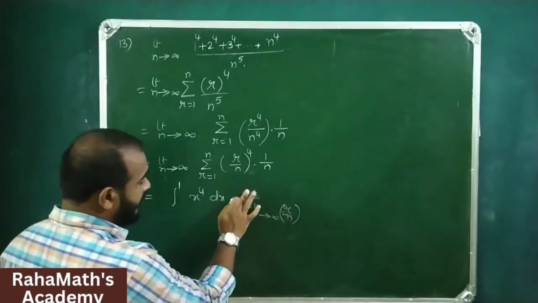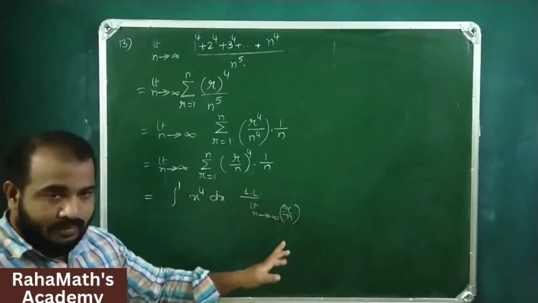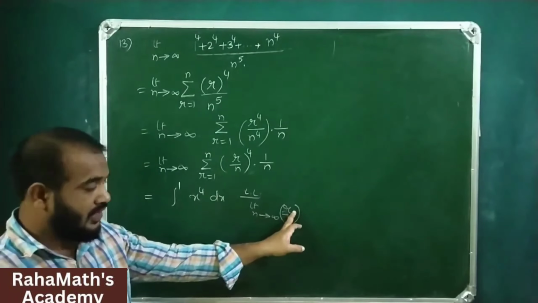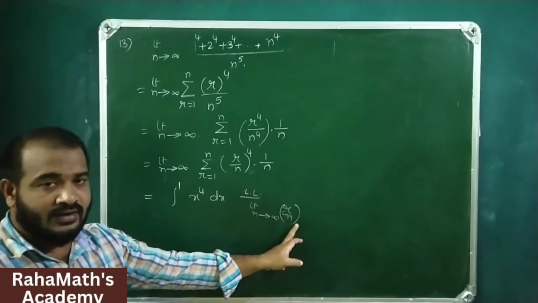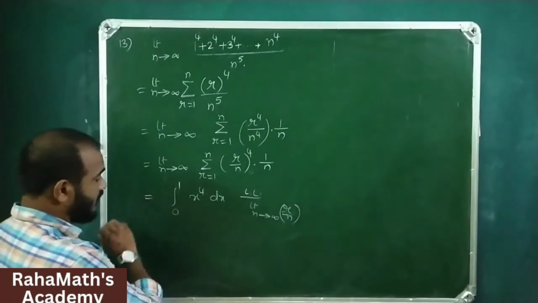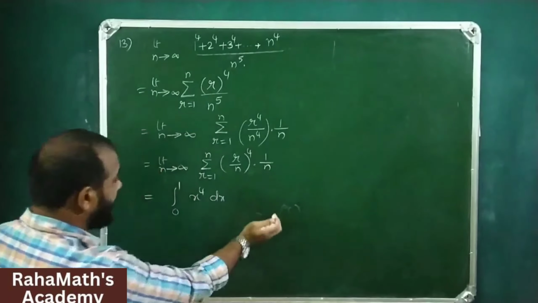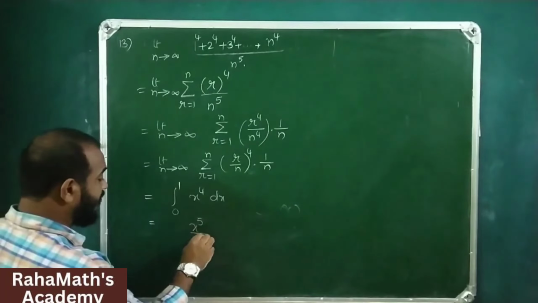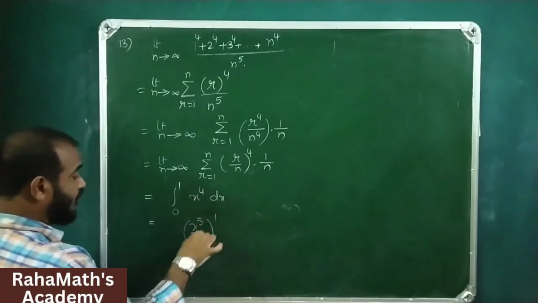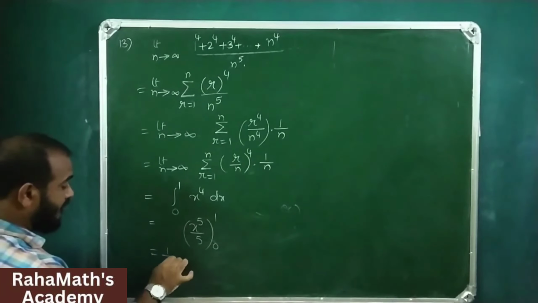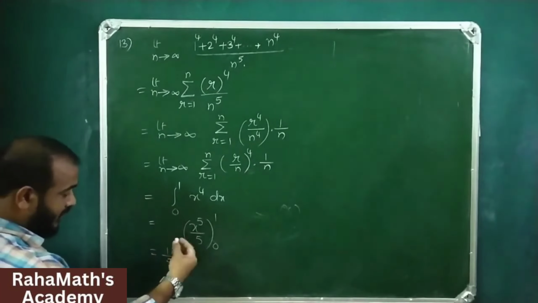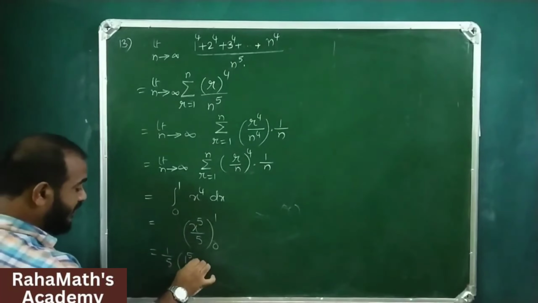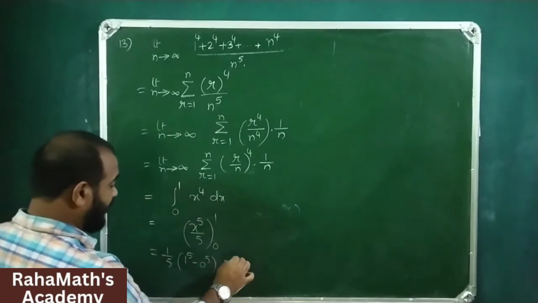Next, lower limit is limit n tends to infinity, r by n is same. In r place, so one lower limit is to be substituted. Limit n tends to infinity 1 by n, which is equal to 0. So we have integral 0 to 1 of x power 4 dx, which is x power 5 by 5. Integration process 0 to 1 is to be written here. So 1 by 5, apart from the process of integration, x power 5, so 1 power 5 minus 0 power 5. So this is equal to 1 by 5.